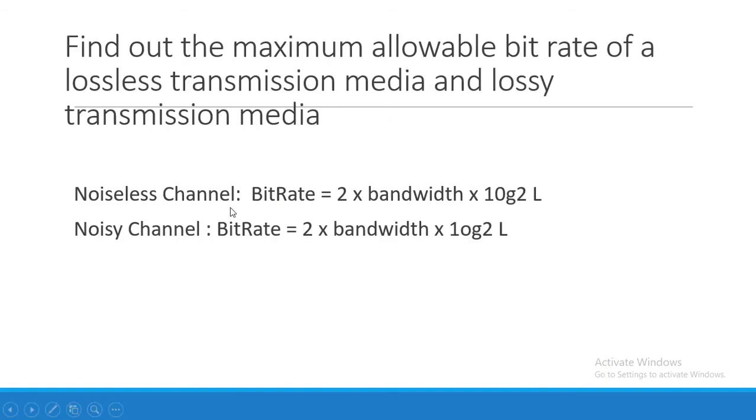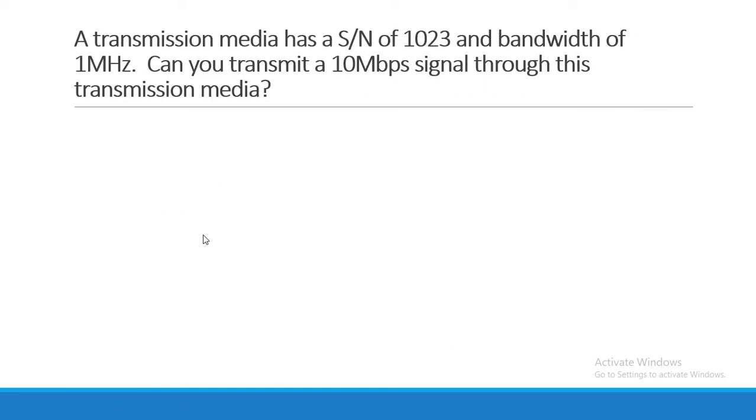Here you can see how to find out the maximum allowable bitrate of a lossless transmission media and a lossy transmission media. Here you can see that for a noiseless channel, we find the maximum allowable bitrate by multiplying 2 by bandwidth by log base 2 of the number of signal levels. And for a noisy channel, you can see in the next line how the maximum allowable bitrate is found.